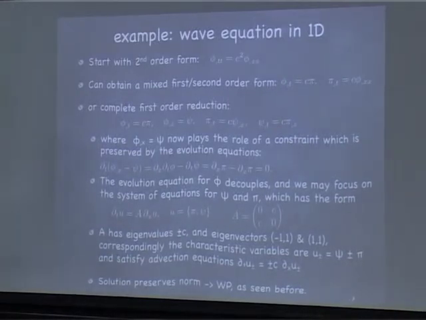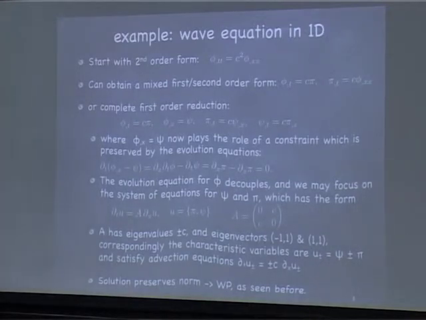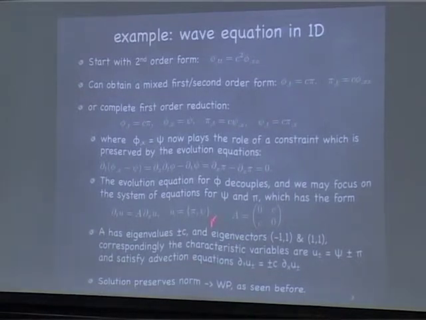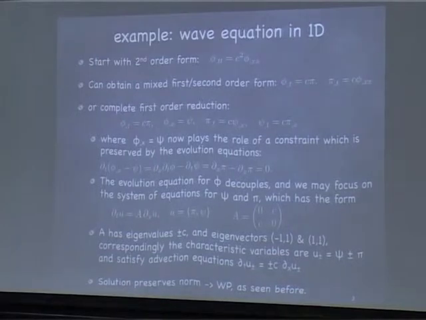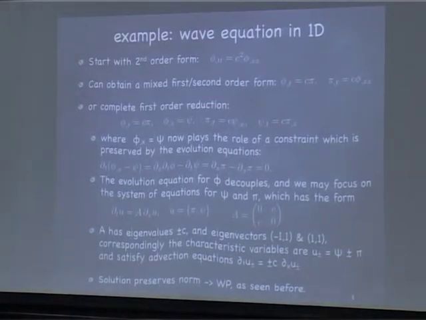Okay? So, if you follow the description that we did yesterday, we want to find out what the eigenvalues are, what the eigenvectors are, and what the diagonal form of the equations would be. Well, this is a simple 2 by 2 matrix, so it's easy to compute these objects, and we find that A has eigenvalues plus minus c, and the eigenvectors are minus 1, 1, and 1, 1. Okay? Now, what does that mean?